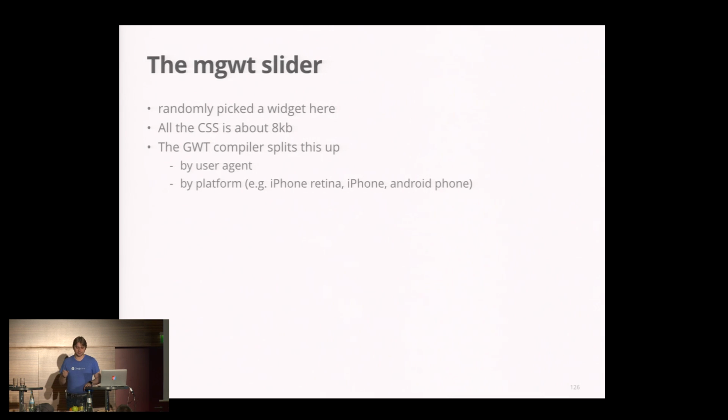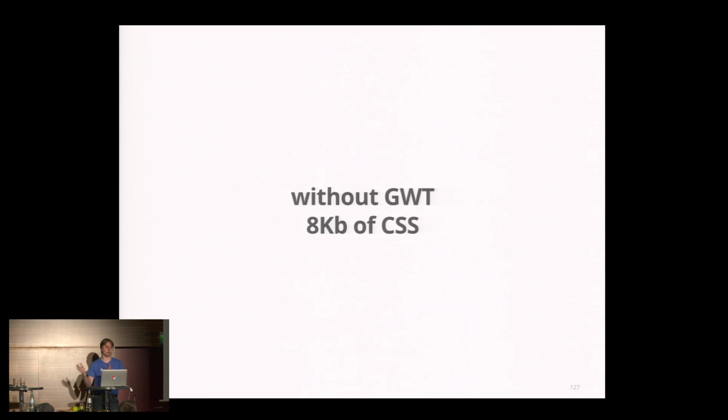If you add up all its CSS, this adds up to about 8 kilobytes of CSS for all the different platforms and making it work across all the different browsers. The compiler looks at this and splits it up by several permutation properties. It uses the user agent to distinguish between, let's say, a -webkit prefix and a -moz prefix. But it also uses a platform permutation that's introduced by mgwt, which is like iPhone Retina or iPhone not Retina, or an iPad, an Android phone, and so on. So remember this. This is 8 kilobytes of CSS.